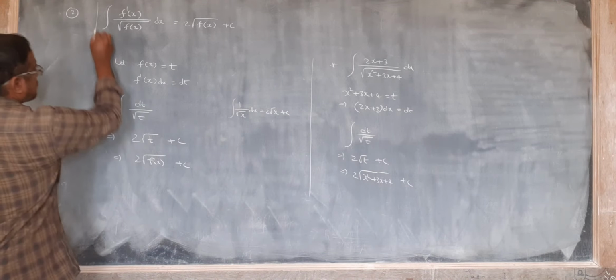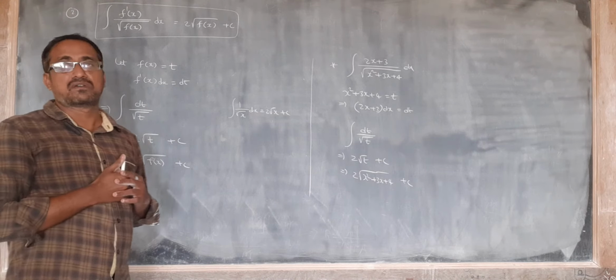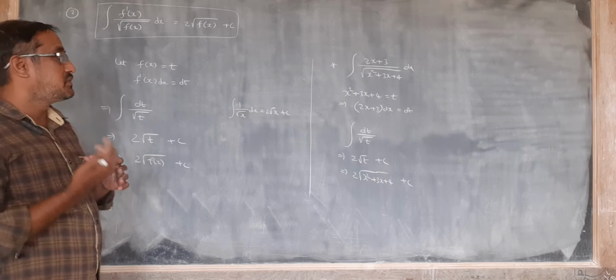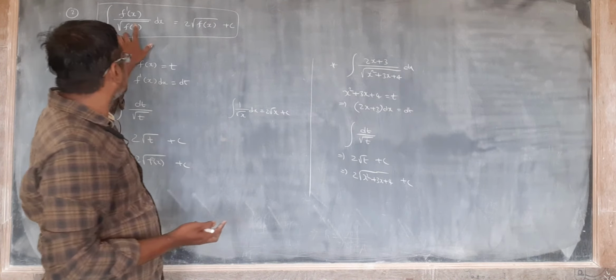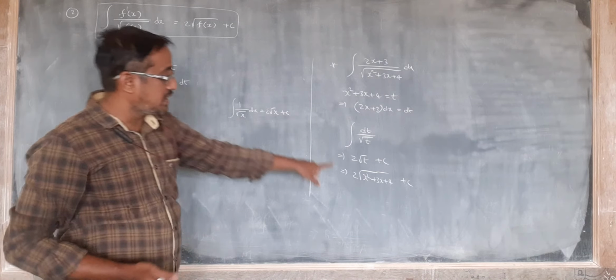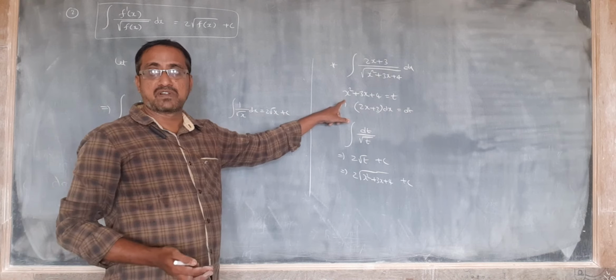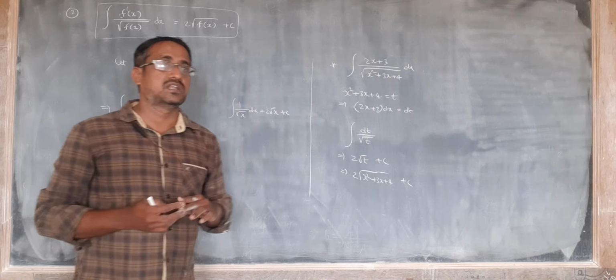So this is the formula. Integral f dash x by root f of x dx is 2 root f of x plus c. If you can identify that as the formula in this form, you can write directly also. Otherwise, you have to take the function in terms of t and you have to find the derivative.